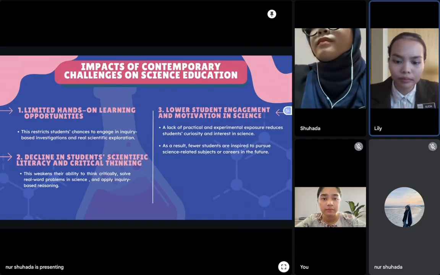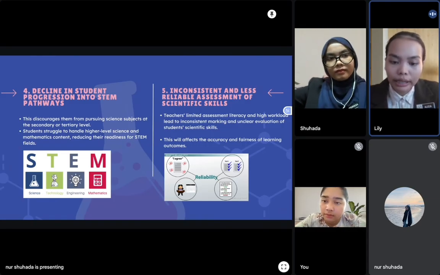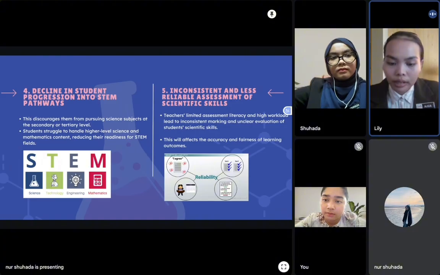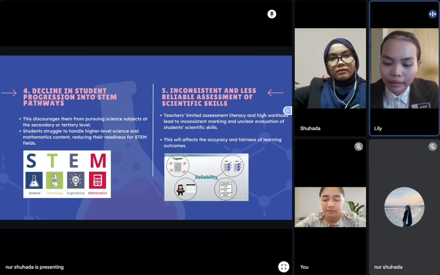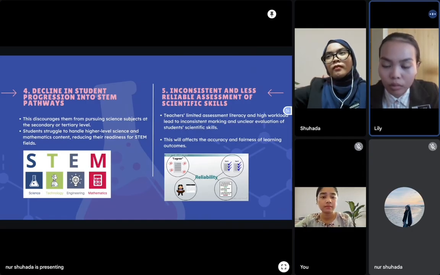Next, the next one is about decline in student progression into STEM pathways. This discourages them from pursuing science subjects at the secondary or tertiary level. Students struggle to handle higher level science and mathematics content. This will reduce their readiness for STEM fields. This trend poses long-term challenges to Malaysia's innovation capacity and economic competitiveness.